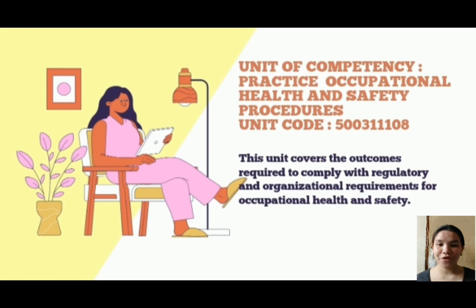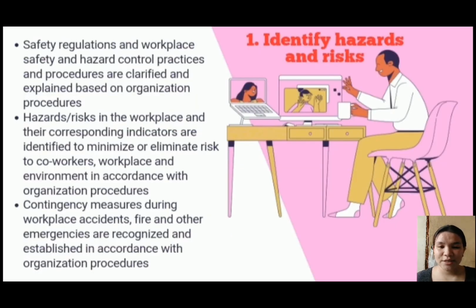Next is the unit of competency: Practice occupational health and safety procedures. The unit code is 5003111108. This unit covers the outcomes required to comply with regulatory and organizational requirements for occupational health and safety, or the OHS. Number one is identify hazard and risk.